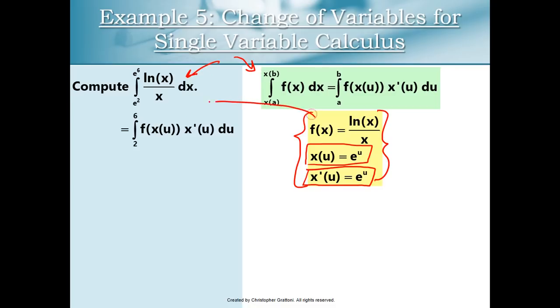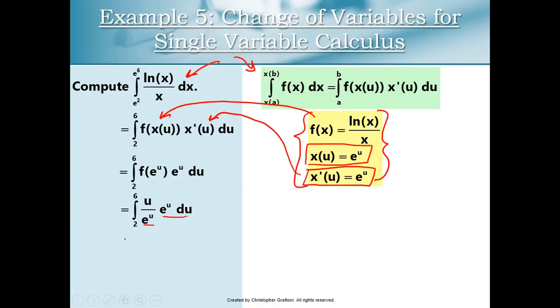So f, I'm going to keep that function the same, but I'm going to replace all instances of x with e to the u. And I need this x prime of u, which is e to the u. That becomes the integral from 2 to 6 of u over e to the u times e to the u du. Like I said, I know this looks different than last year's u substitution. It's the same work, but in terms of u's instead of more work in x's. And then you get your 16.